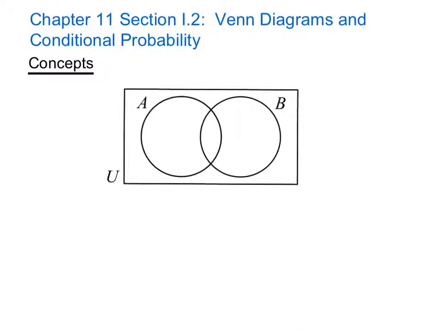In this video, we'll be looking at Chapter 11, Section I.2 on Venn diagrams and conditional probability. Let's take a look at a simple Venn diagram where we have two sets, set A and set B.